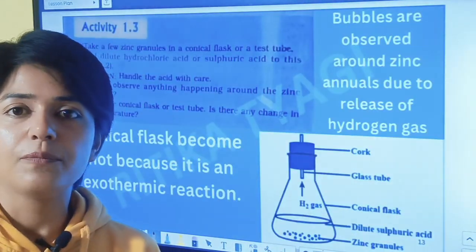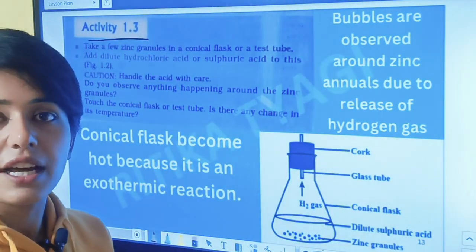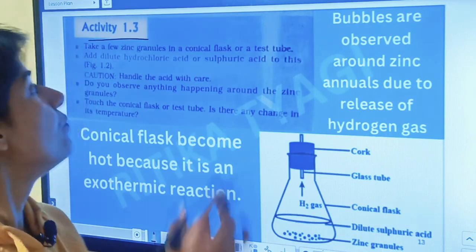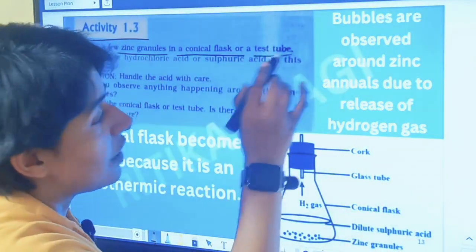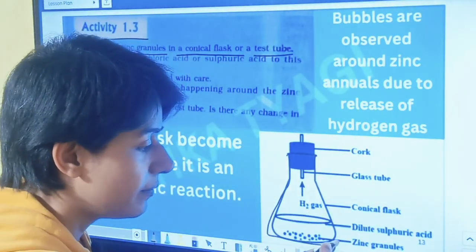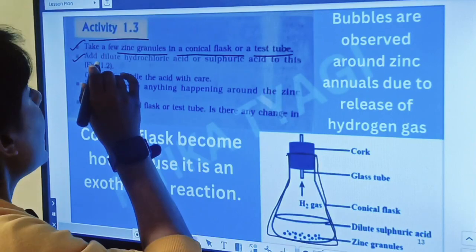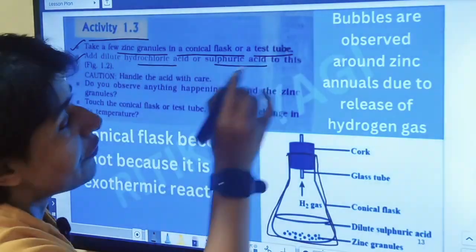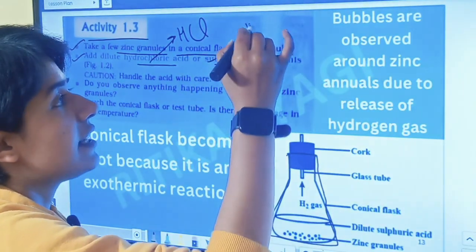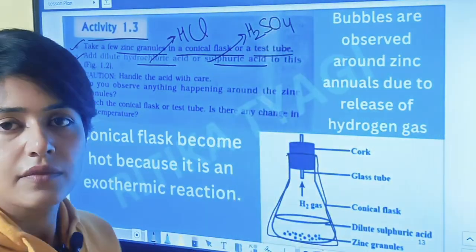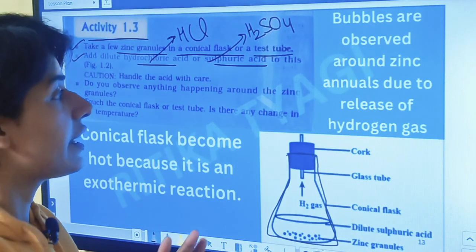Here is an activity 1.3 from NCERT book. All these activities are important from examination point of view. The very first step, take zinc granules in a conical flask or a test tube. It is a conical flask. We have to take some zinc granules in it. Second, add dilute hydrochloric acid or sulfuric acid to this. Hydrochloric acid HCl and sulfuric acid H2SO4. So we have to add either dilute sulfuric acid or dilute hydrochloric acid in it.